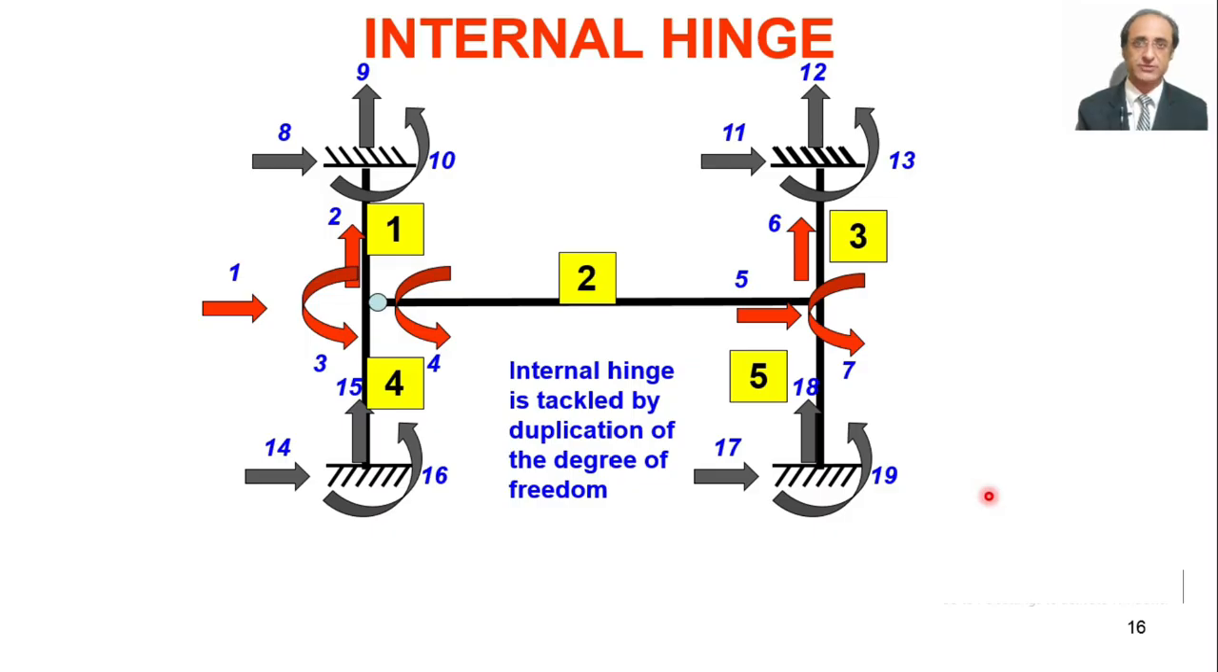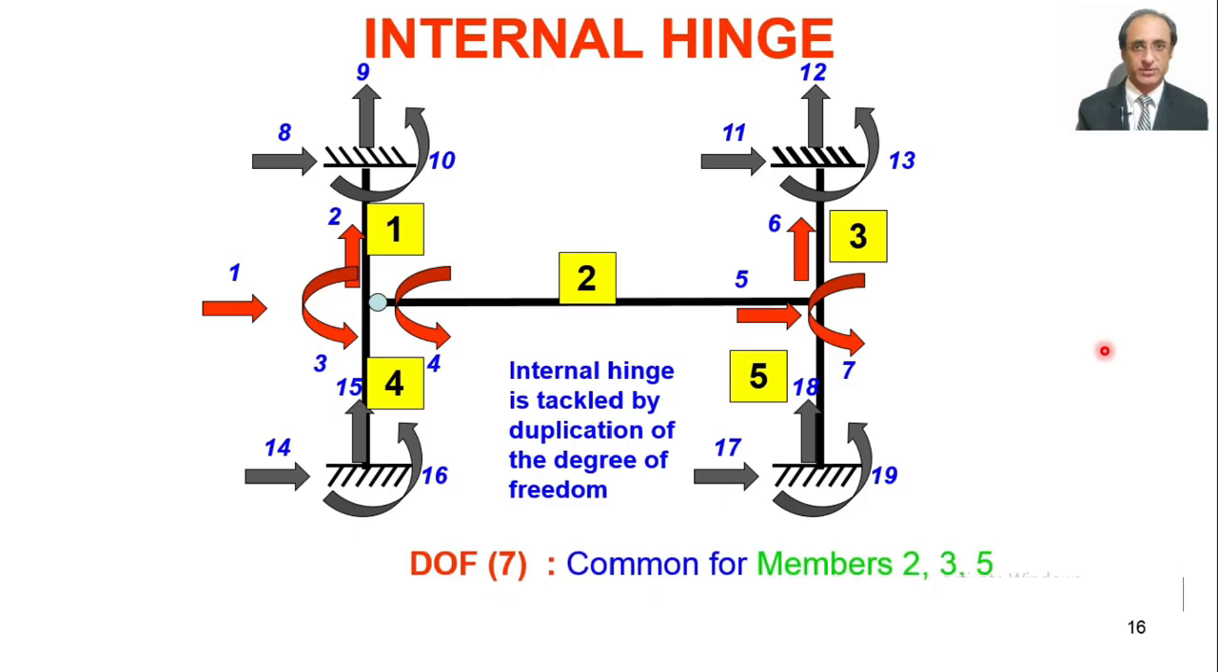So why is this happening? Because here the hinge is internal. In the previous case the hinge was external, so duplication of the degree of freedom was not required, but here because the hinge is internal, we need to have a duplication of the degree of freedom, as a result of which the size of the matrix will increase.